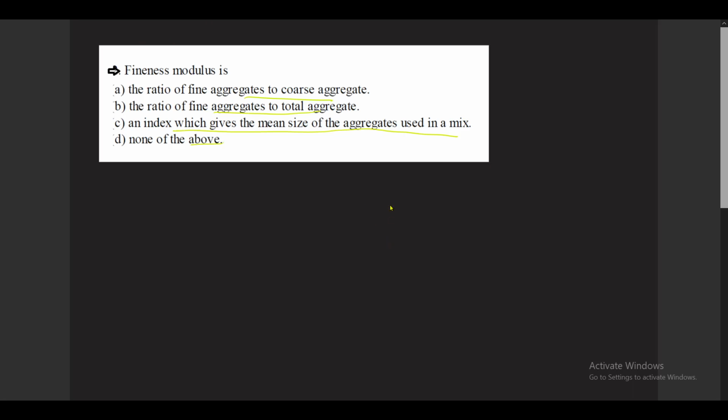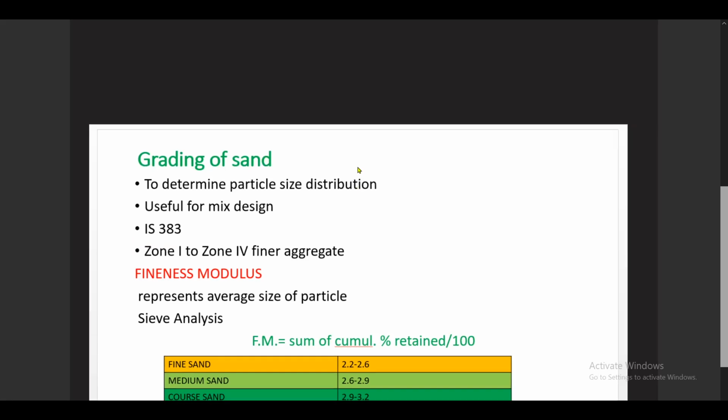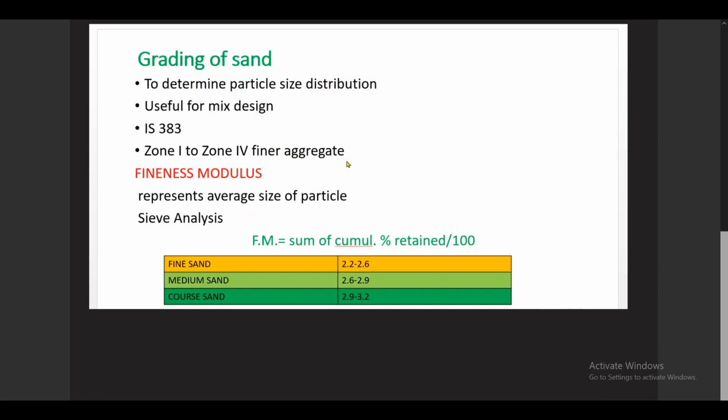Before that, let's discuss the fineness modulus. So what is that fineness modulus? This fineness modulus actually represents the average size of the particle. And how is its value given? Its value is given by the equation: sum of cumulative percentage retained divided by 100. And what is that sum of cumulative percentage retained? It is obtained by sieve analysis.